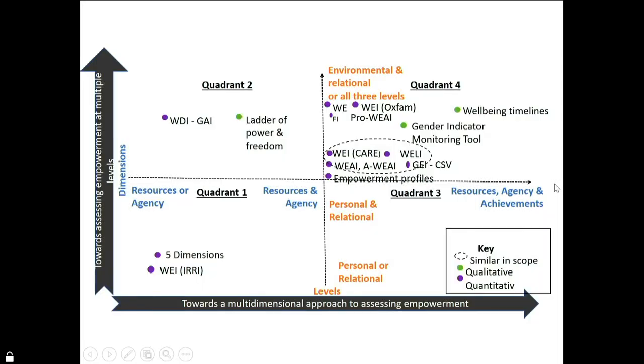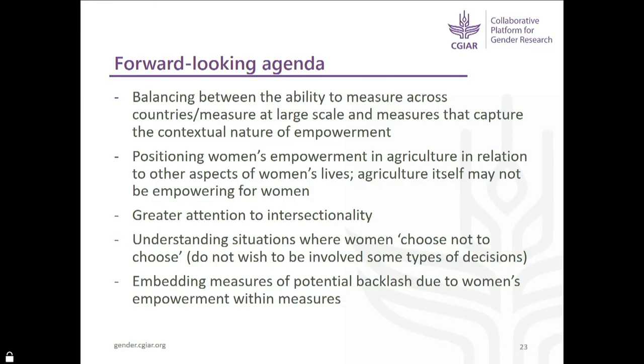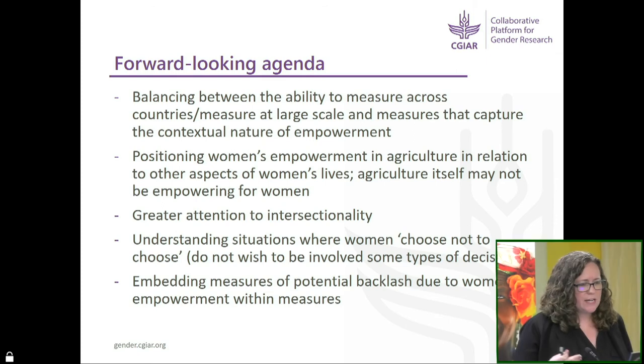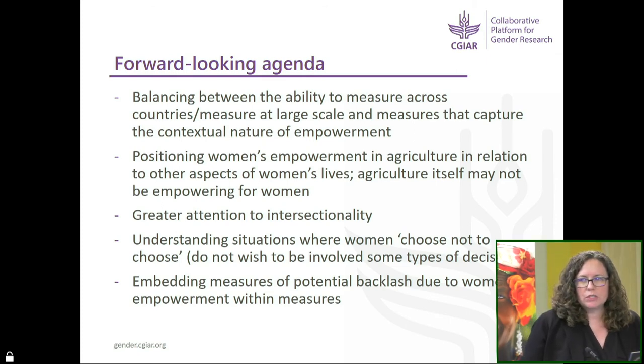So that's some of the analysis we did in the chapter. Please read it to get some more details. I don't have time to go into a lot of detail. And looking forward, I'm going to leave you with three of these five points. The first one is thinking about this tension between being able to measure and compare measures of empowerment over time and space, as well as capturing large scale representative data, versus getting at the contextual nature of empowerment.